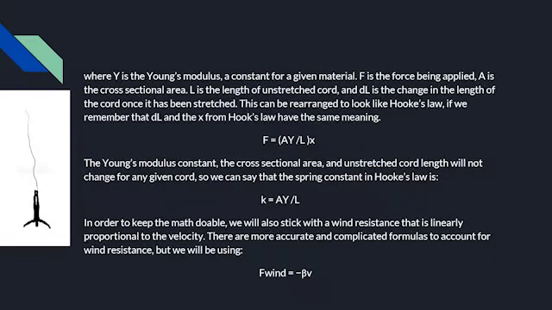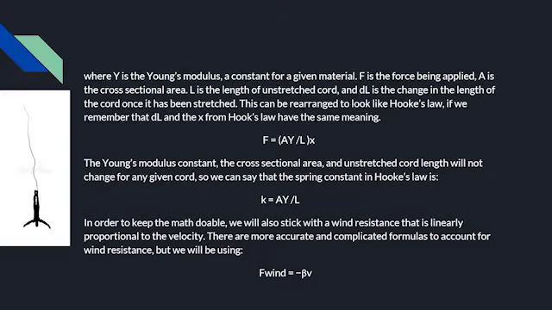Next, Young's modulus is a constant for a given material. F is the force, A is the area, L is the length, and dL is the change in the length of the cord once it has been stretched. This looks like Hooke's law if you remember that dL and x from Hooke's law have the same meaning. So we derive the formula F equals AY over L times x.